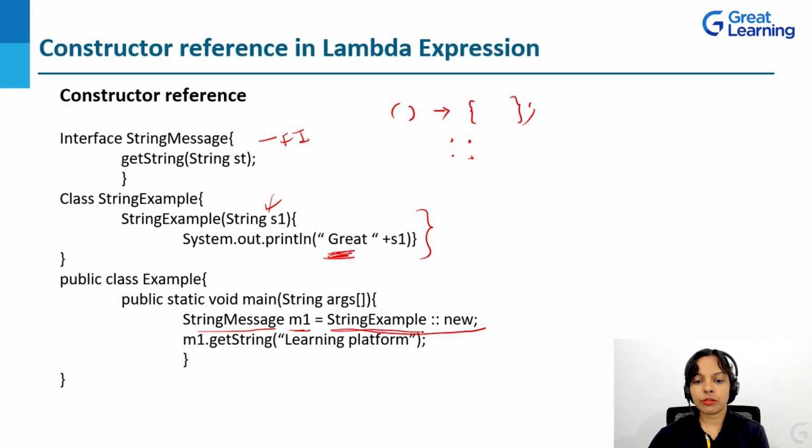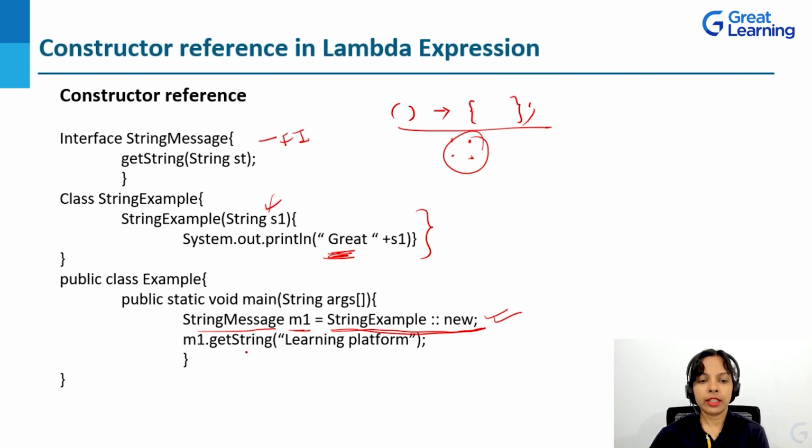So this is the Lambda expression, right? Here, in place of writing the full syntax, I'm going to use just this. So how can we refer to this constructor now? To refer to the constructor, we follow the name of the class whose constructor has to be referred. So StringExample is the class whose constructor is being referred, then 2 colons, and then the new keyword, semicolon. This is how we refer to the constructor.